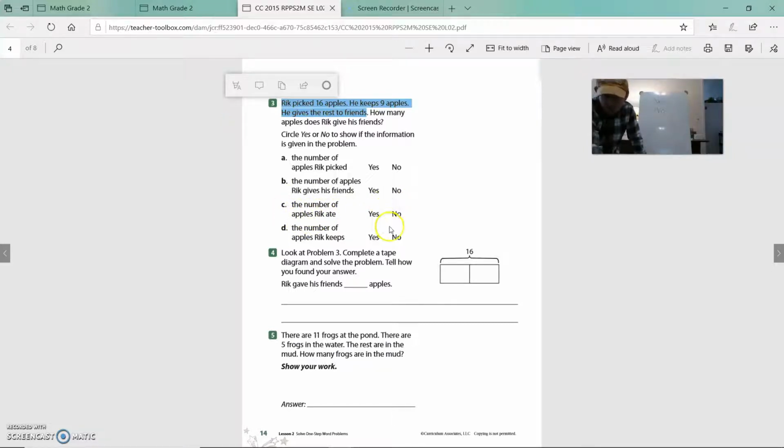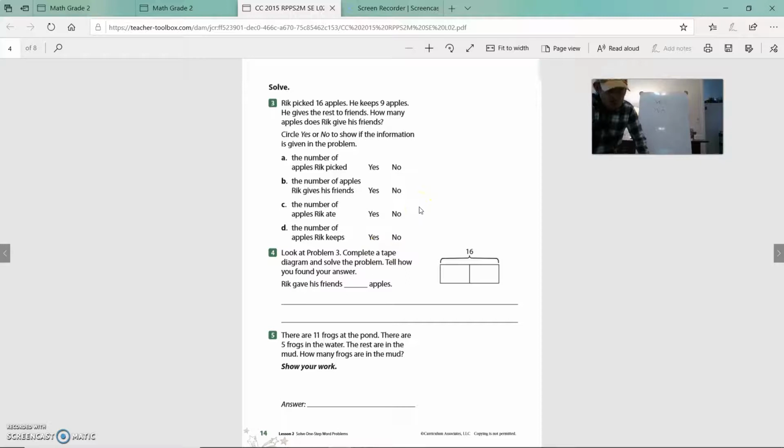So we'd circle no. And then the last question is the number of apples Rick keeps. Well, it says right here, he keeps 9 apples. So we'd circle yes.